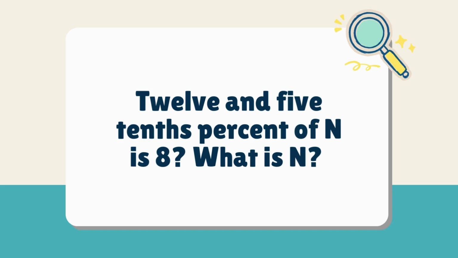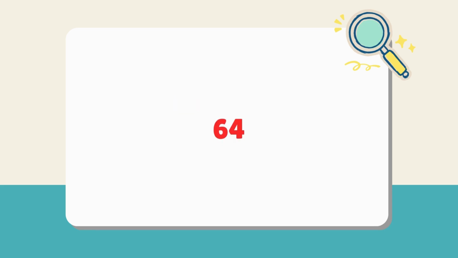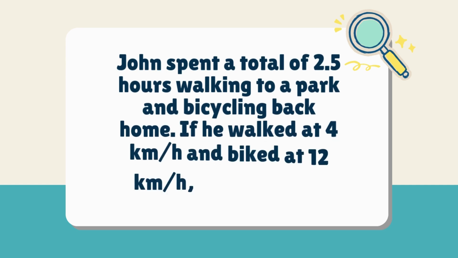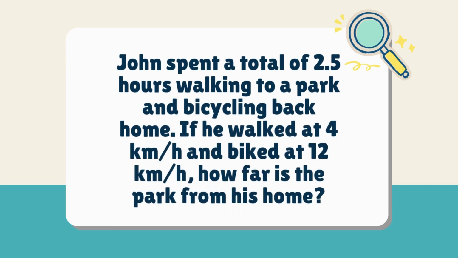Time's up. The correct answer is 64. Next question. John spent a total of 2.5 hours walking to a park and bicycling back home. If he walked at 4 kilometers per hour and biked at 12 kilometers per hour, how far is the park from his home? Your timer starts now.